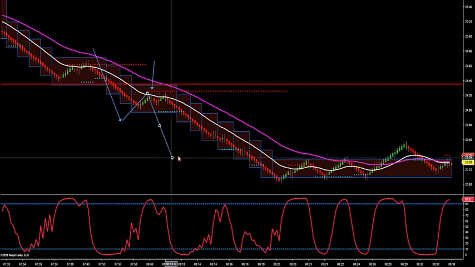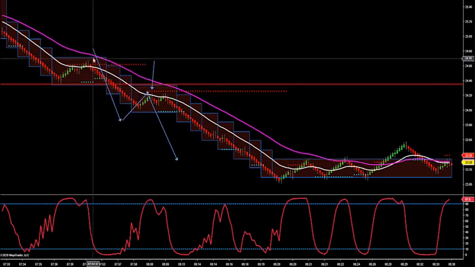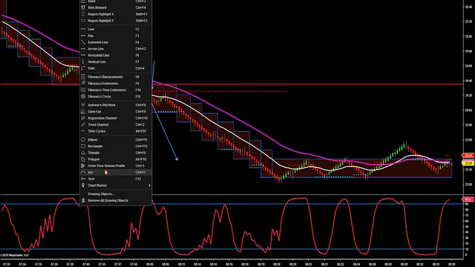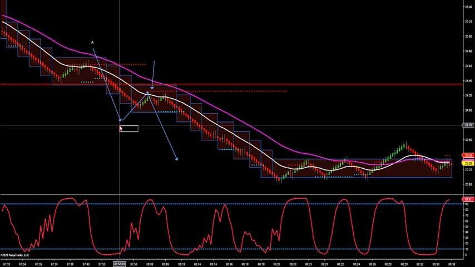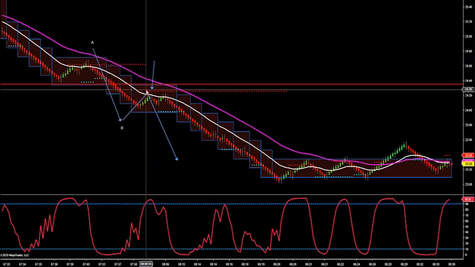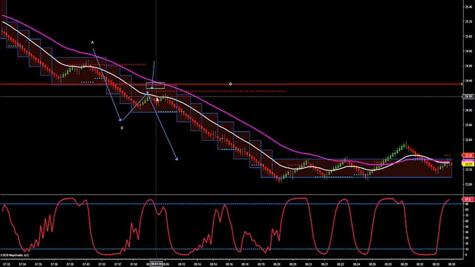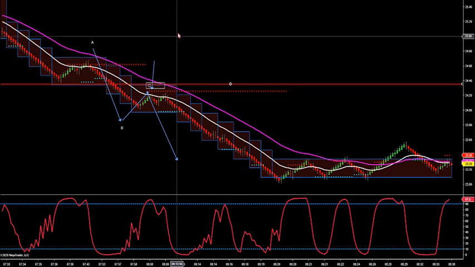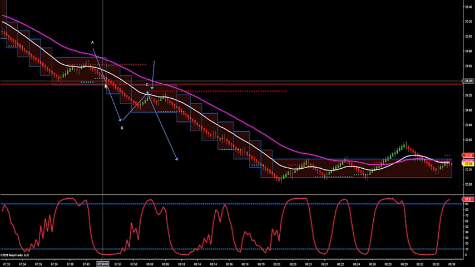All right, how do we enter then? What I want to do is I want to look for this pattern, ABC pattern. Here's your A. Here's your B. Here's your C. So I'm looking for a C pattern short. How do we do it?